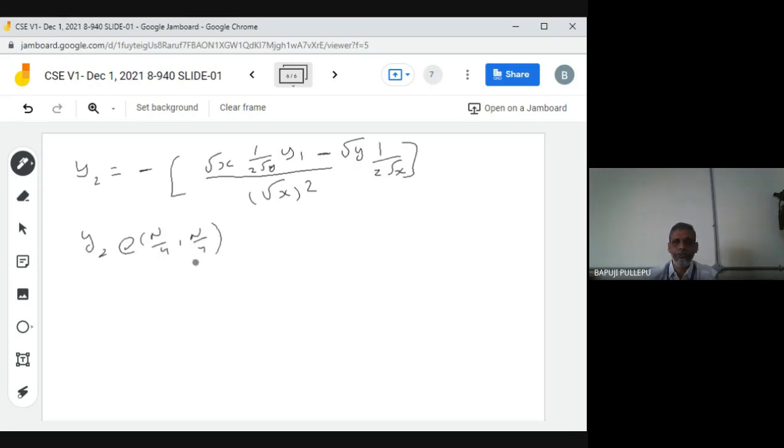See, don't substitute it actually. Logically, you can think: root x is also a by 4, y also a by 4. So a by 4 cancels. This will be y1 by 2. This y1 is equal to what? -1. So your value is -1 by 2. Can you agree on that? Don't substitute it. Just think about what I am getting mentally.